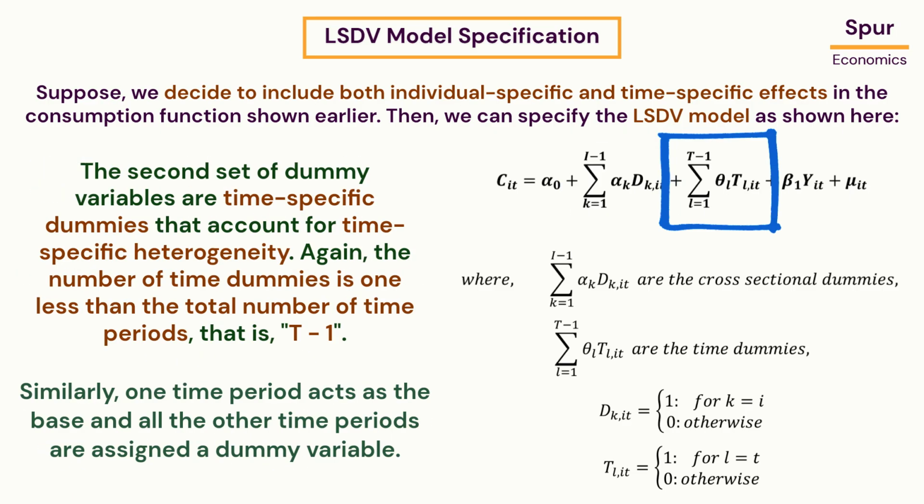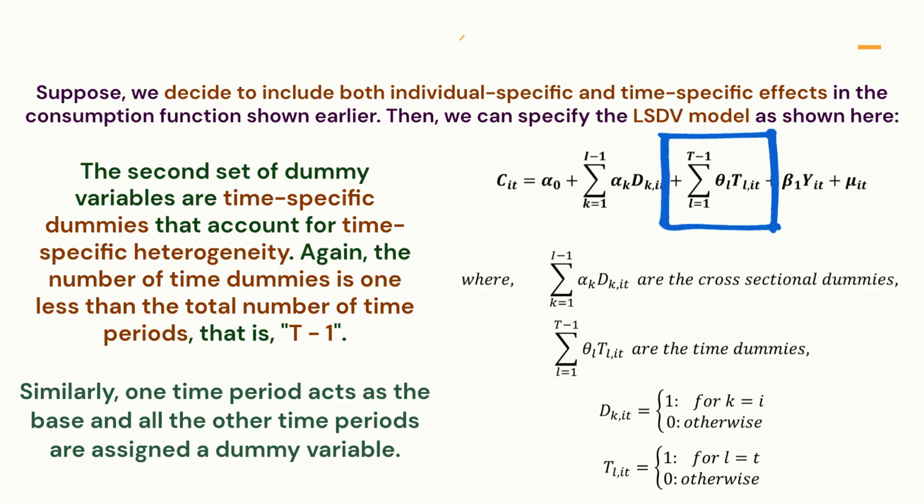The second set of dummy variables are time-specific dummies that account for time-specific heterogeneity. Again, the number of time dummies is 1 less than the total number of time periods, that is, T-1. Similarly, one time period acts as the base and all the other time periods are assigned a dummy variable.